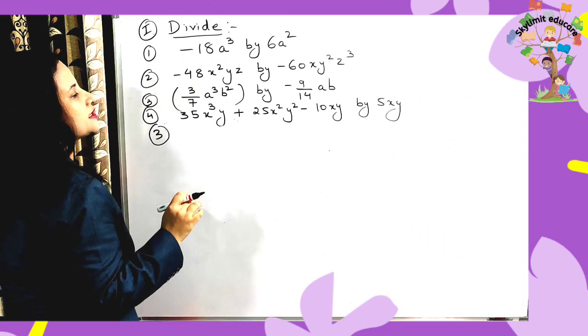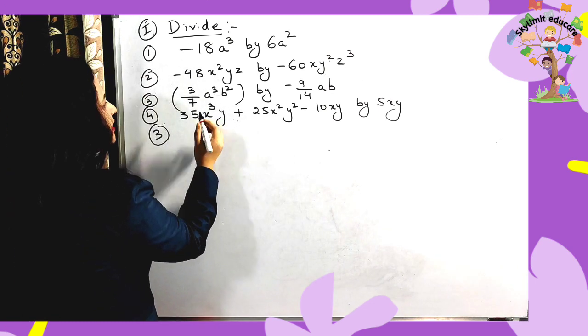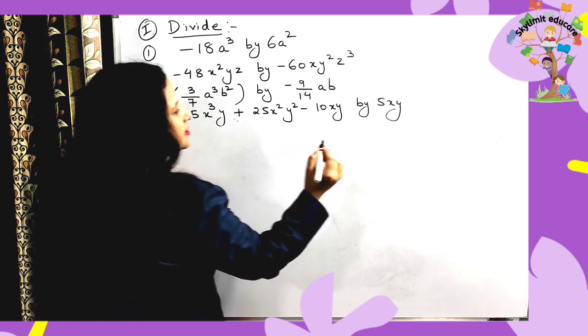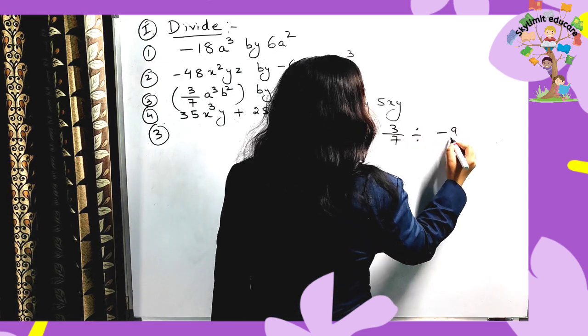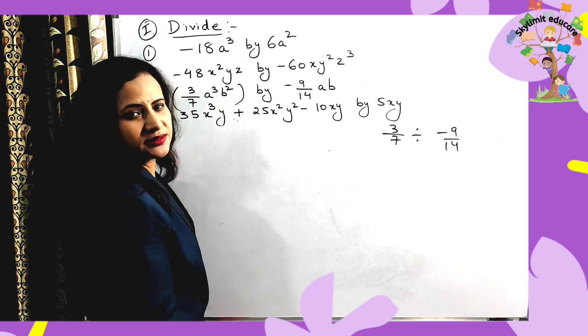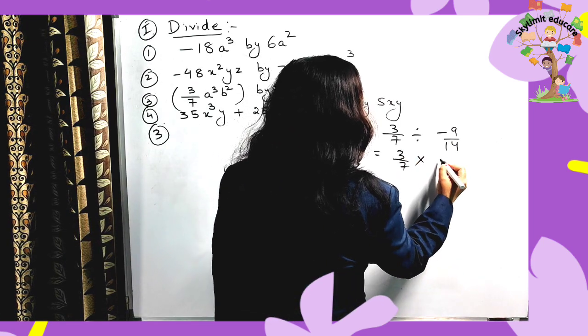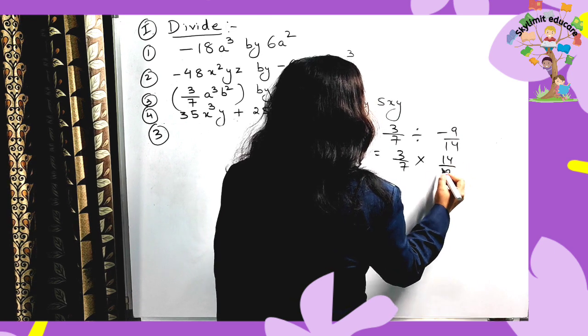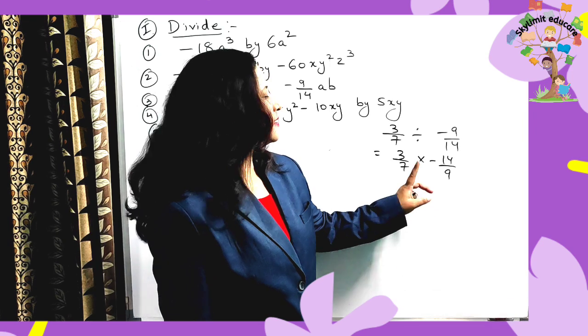So now just see it. Take it like this. Instead of writing, you see 3 by 7 is divided by minus 9 by 14. Yes. So it becomes what? 3 by 7 is multiplied by minus 14 by 9. Same thing only? Yes. Same thing or not?